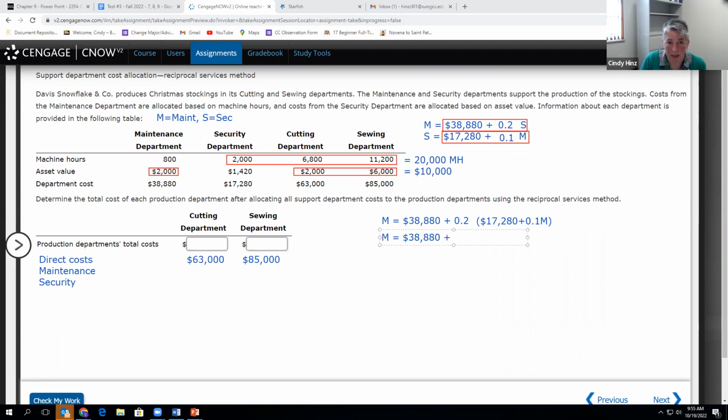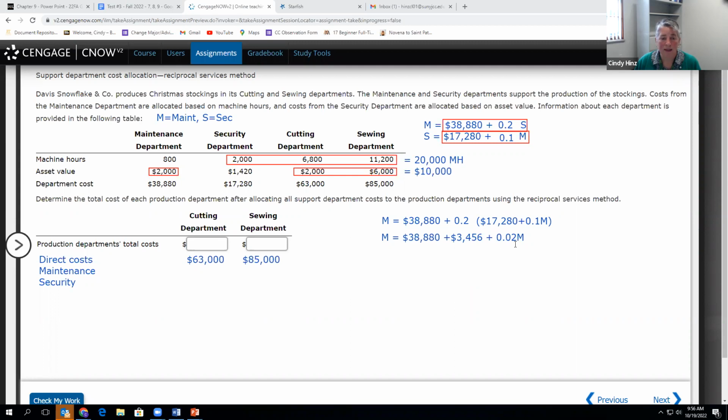I'm now going to distribute that 0.2 to each of the terms inside the parentheses so that we can get rid of those parentheses. That's the P part of PEMDAS. 0.2 times 17,280 is 3,456. And 0.2 times 0.1 M would be 0.02 times M. So we've now gotten rid of the parentheses by distributing that 0.2 to each term inside.